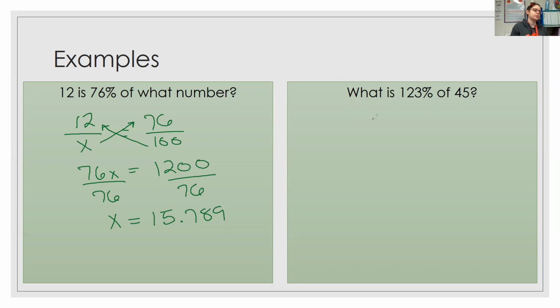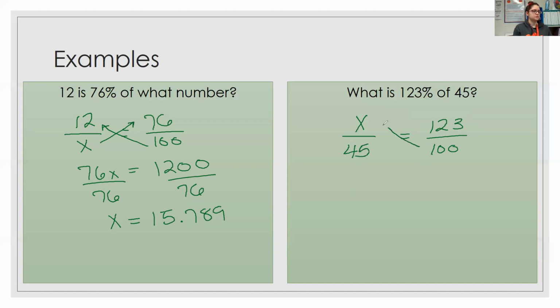Okay, our last one before we move into word problems. What is... so X in my is spot, 123%. In this case, we have a percentage larger than 100, and that is okay. It will still go over 100. It doesn't move anywhere else because it's still our percent of 45.